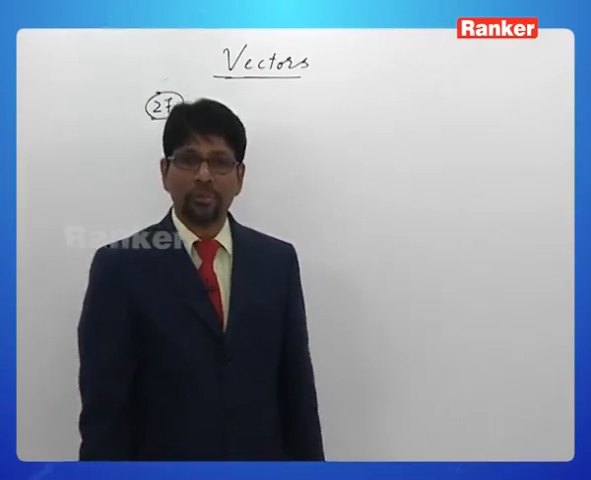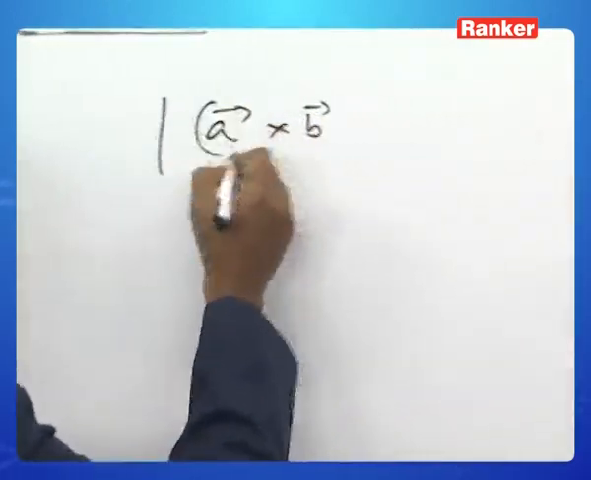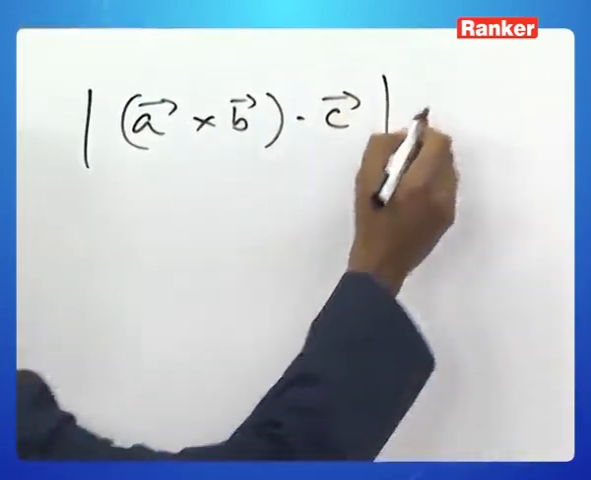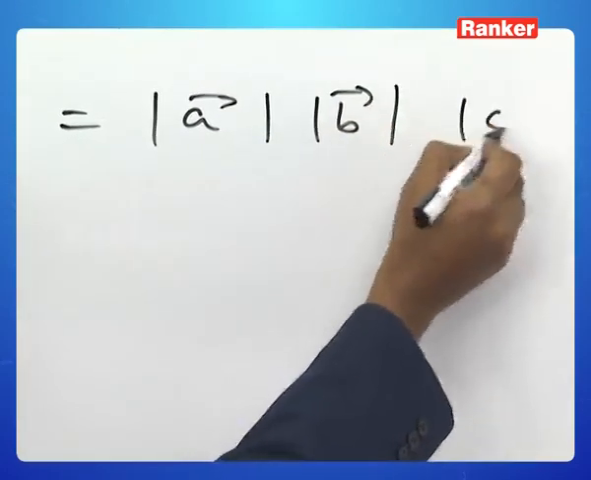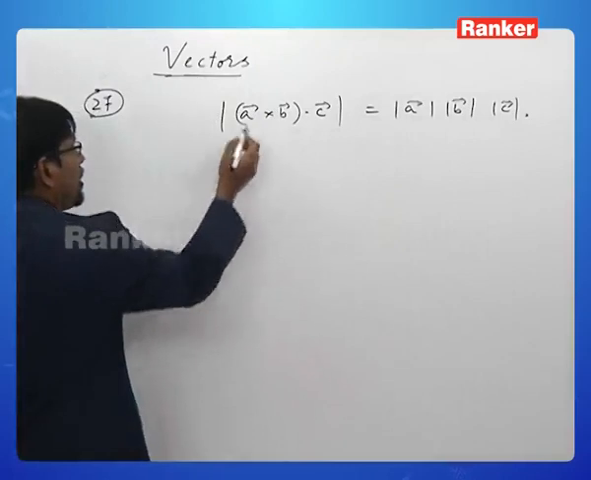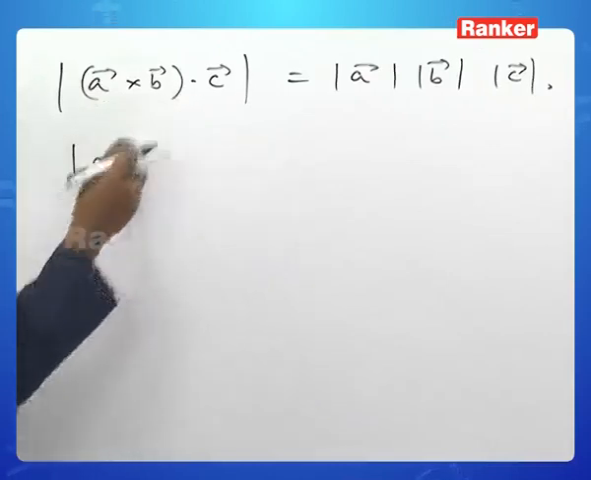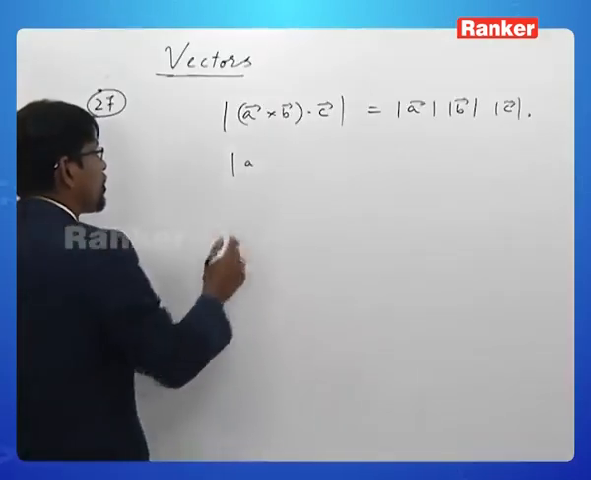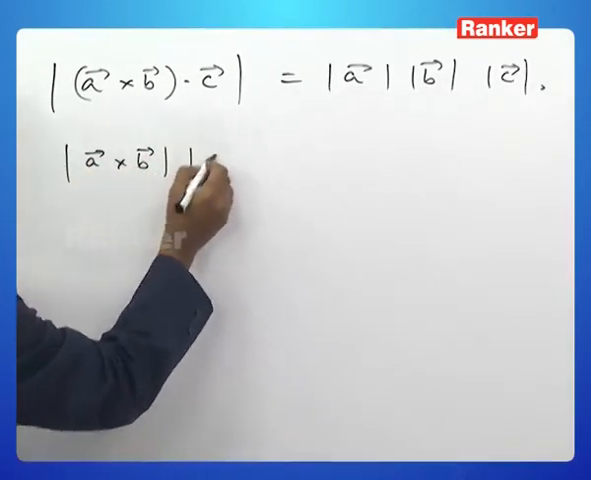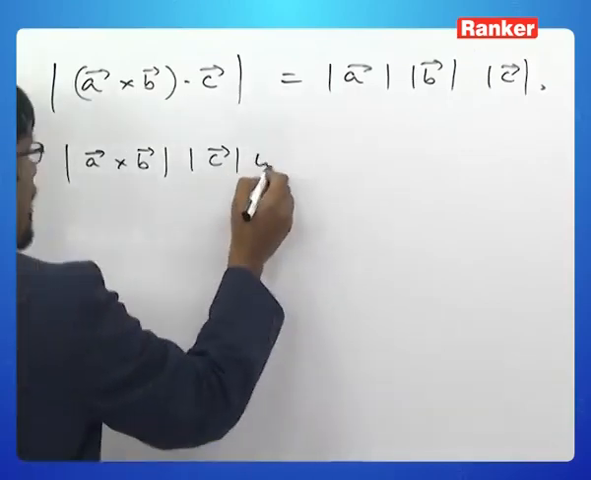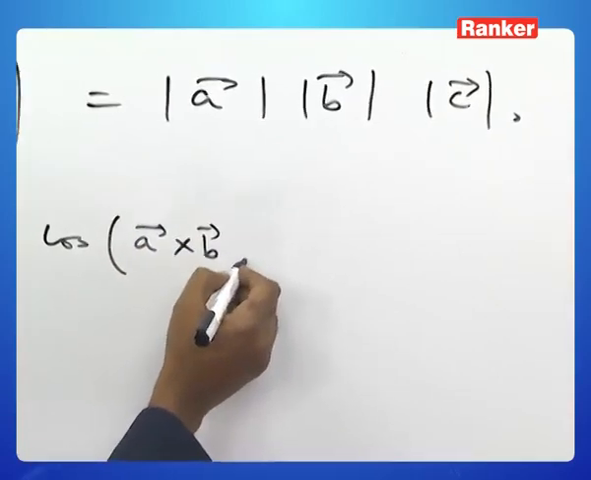Now let's move on to the condition given there. Modulus of a cross b dot c is given to be magnitude of a into magnitude of b into magnitude of c. When is this possible? First of all, what is the left hand side? Left hand side is the magnitude of the dot product of the two vectors. So what do we get here? It's magnitude of a cross b into magnitude of c into cos of the angle between a cross b and c.